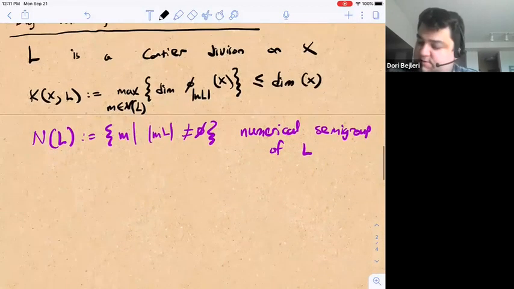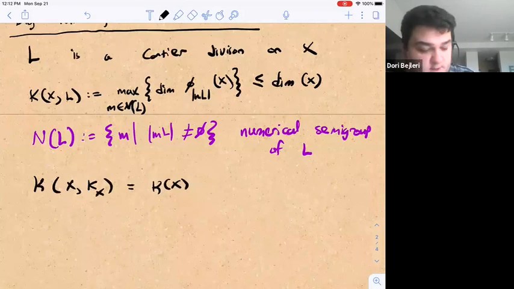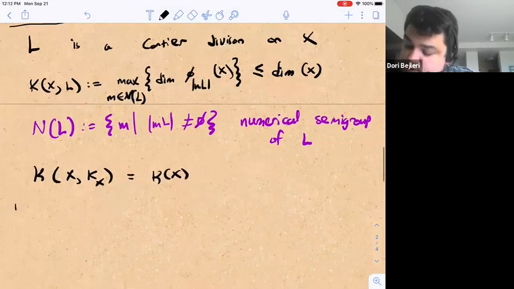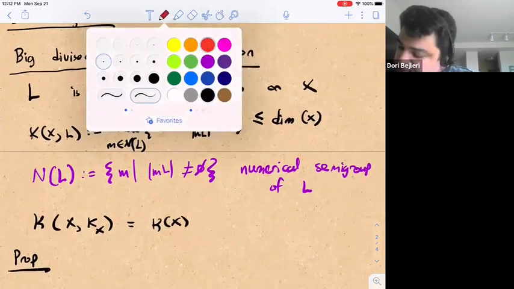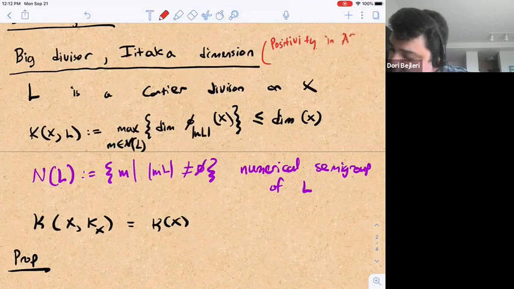And of course, if we plug in the canonical divisor, then we just get the Kodaira dimension of X by definition. Okay, and now a proposition. By the way, all of this, for reference, you can look at the book Positivity in Algebraic Geometry 1 by Lazarsfeld. And I've been putting references up on the website as well.